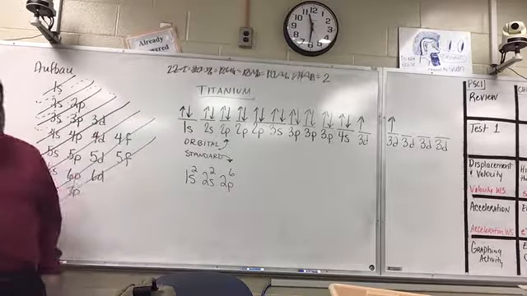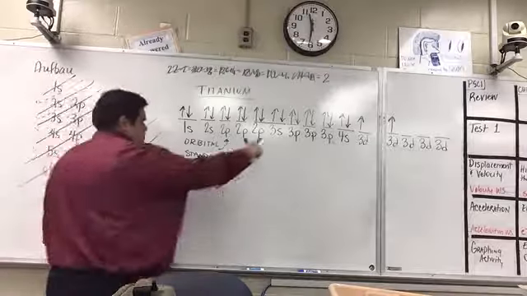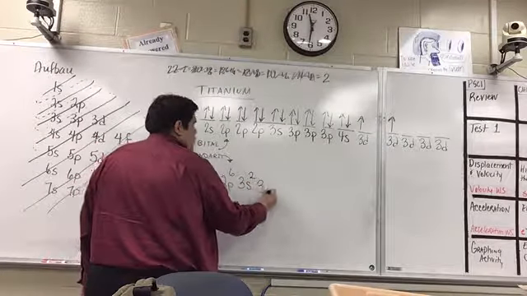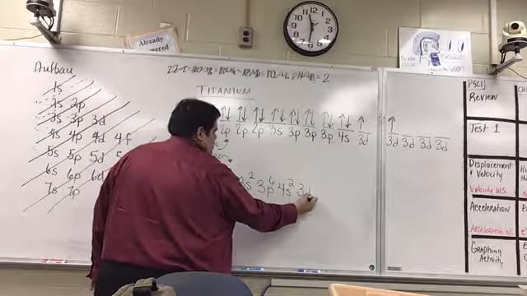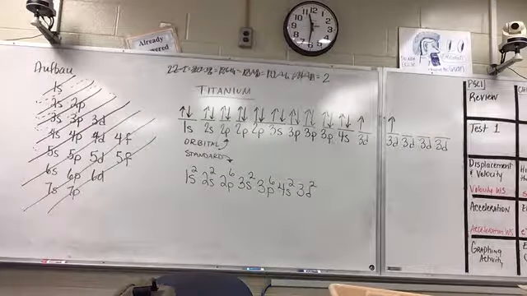Wouldn't the next one be 3s2? Yes, because we have a 3s and there's 2. All right? And so when we keep doing this, 3p6. That's what your standard notation looks like.